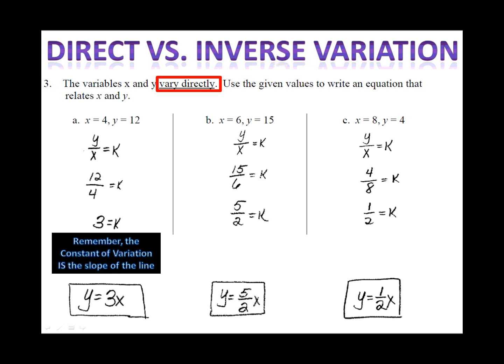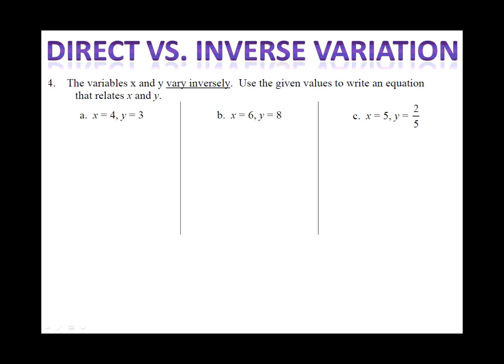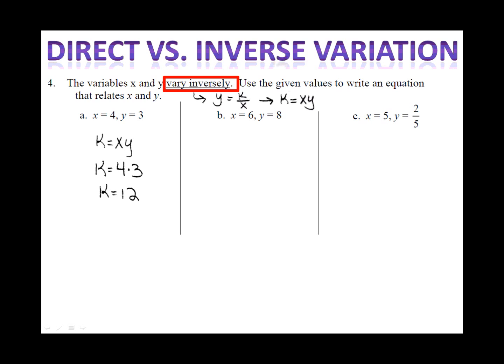Example 4 takes us into the world of inverse variation. We're told that the variables x and y vary inversely. As soon as you see that things vary inversely, you should think, okay, we have a constant product, x times y. The constant of variation with an inverse variation is x times y. In example A, we have x times y is 4 times 3. 4 times 3 is 12.